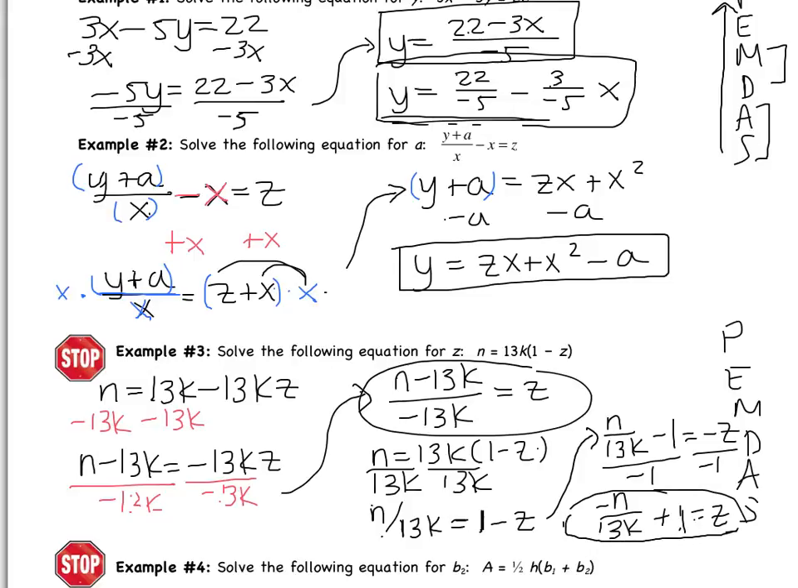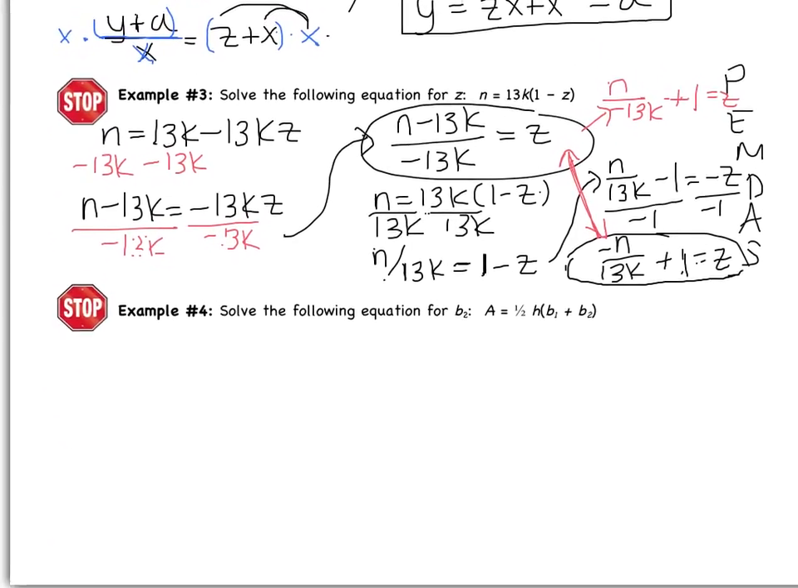Okay, so that was a little trickier, but all I did was I divided by the 13k instead of distributing it. Our answers look different, but they're actually the same. If I simplify this first one I get n over negative 13k. Negative 13k divided by negative 13 is just 1. So plus 1 equals z. So it's the same answer either way. It's just whatever you're more comfortable with. So hopefully you got that one right.